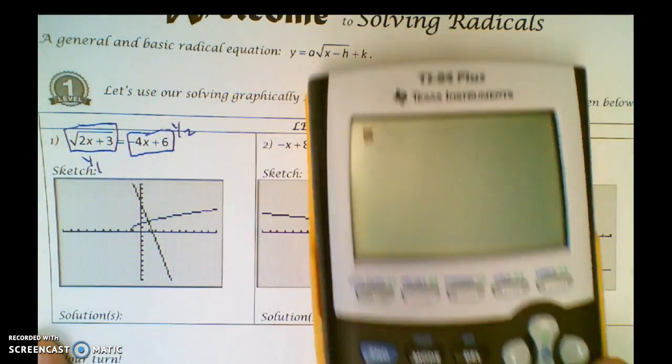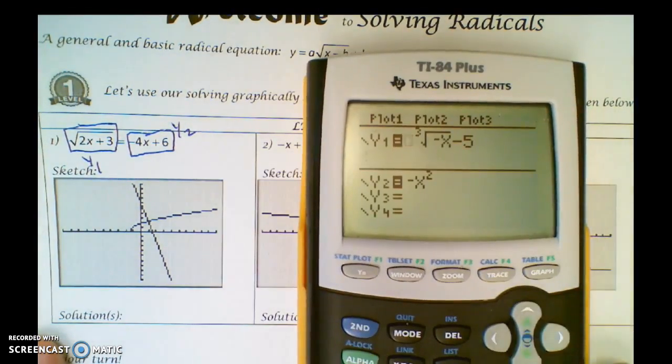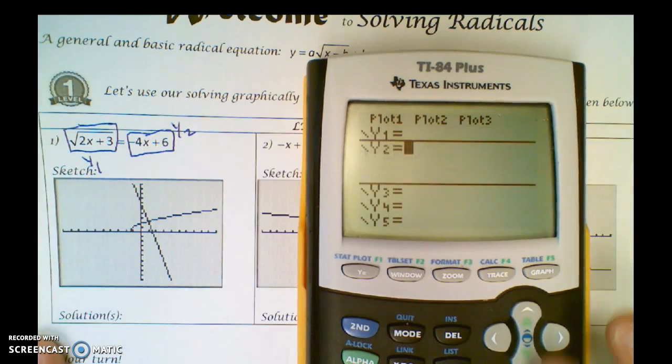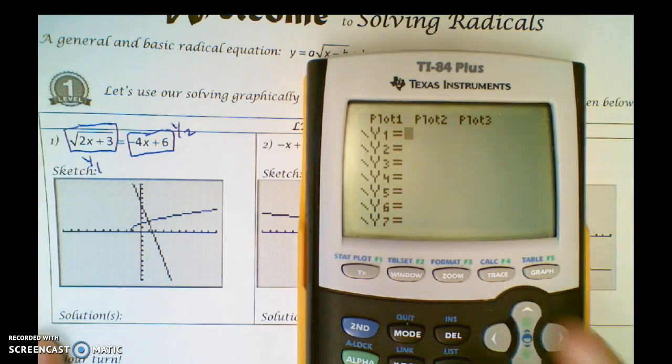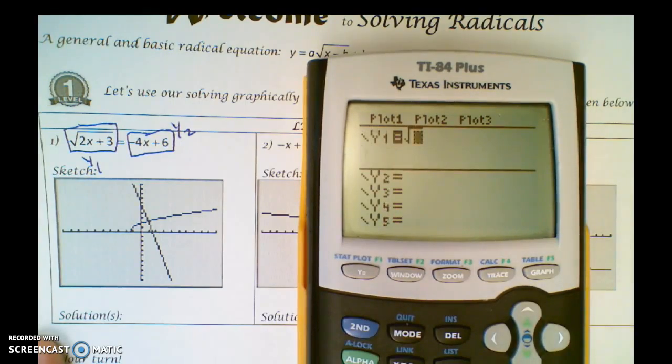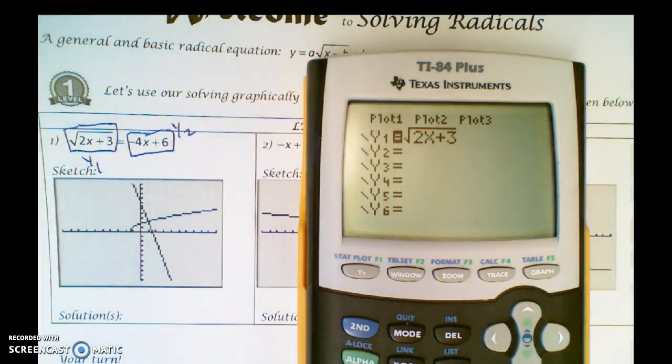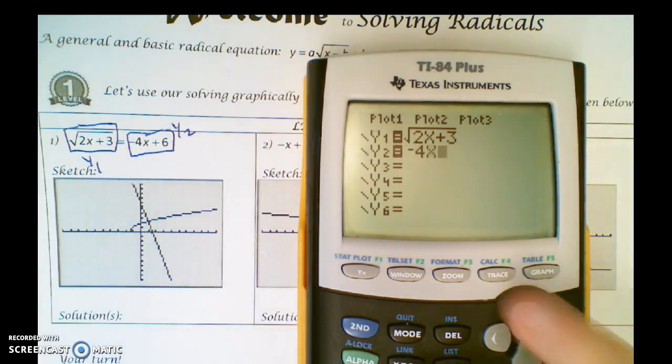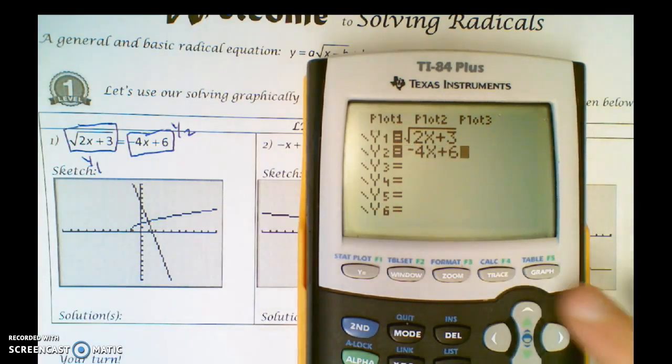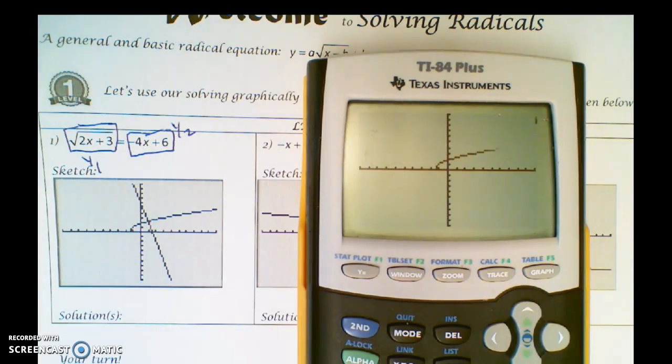So on your calculator, when you type them in, you go to y equals. Let's clear out whatever's in there. So we've got the square root of, and notice all those values are underneath the radical. So that's why you've got to make sure you keep them in the right spot. The second part is y sub 2, and that is going to be your negative 4x plus 6. So graph it.